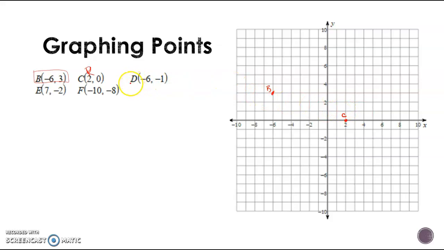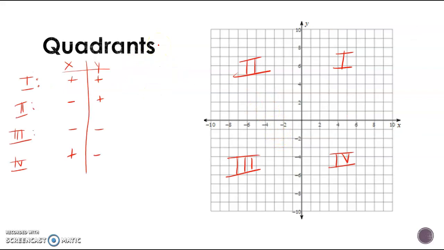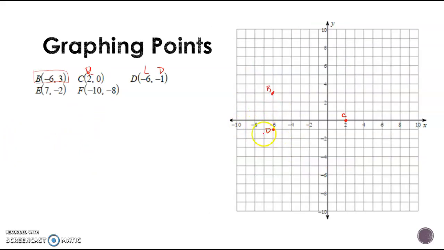D, we're going to go negative 6. So again, left 6 and down 1. So left 6, down 1. And this is point D. Because it was negative, negative, if I used what we talked about in the last one, negative, negative tells us we're in the third quadrant. I'm in the third quadrant, so I know that I went the correct directions.